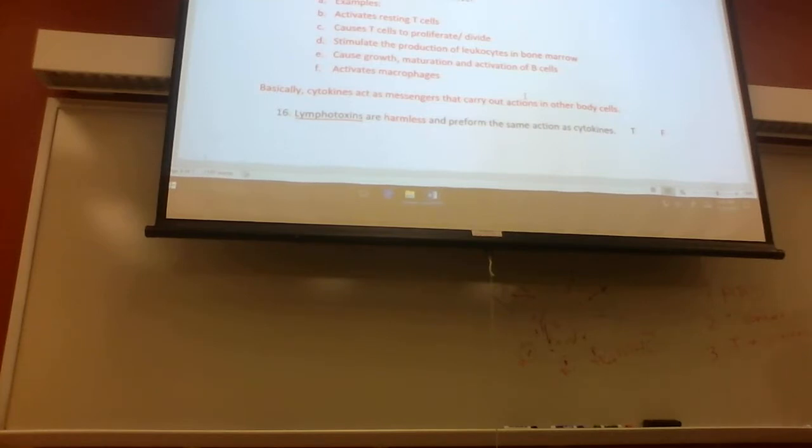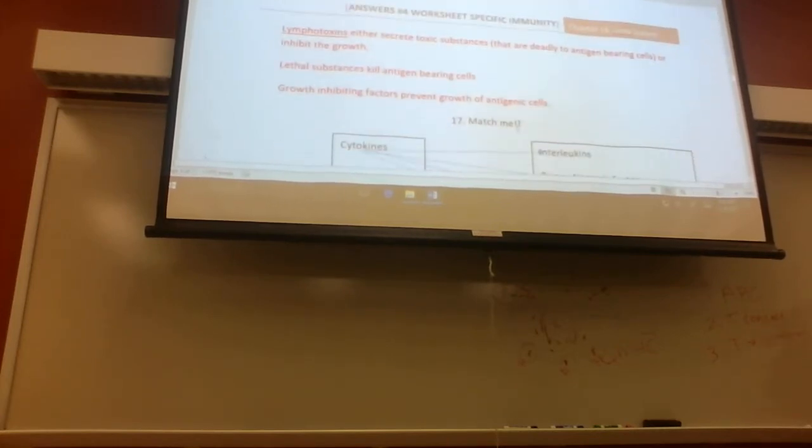Okay, good. So number 16, lymphotoxins are harmless and perform the same action as cytokines. This is false. I mean, this is true. Yeah, this is false. Lymphotoxins are very harmful. What the heck was I doing when I wrote this?